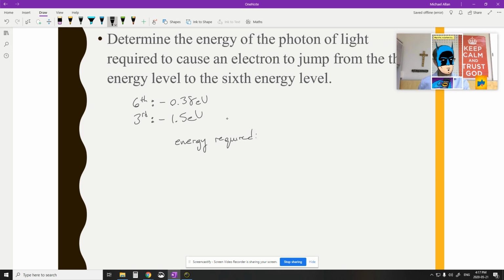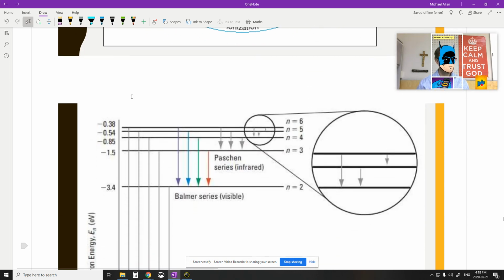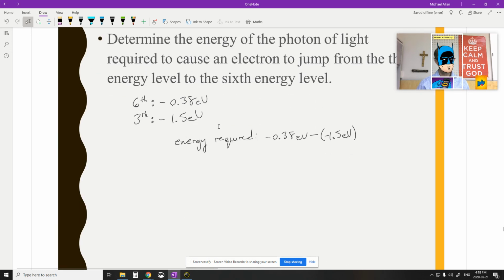So I'm going to go negative 0.38 minus negative 1.5. Like I said, you don't have to put the negatives there, but you just have to find the difference between the two numbers. Okay, so I just want to go up here and double check and put the right numbers. 1.5, that's the third. 0.38, that's the sixth. Yeah. Let's go back down here.